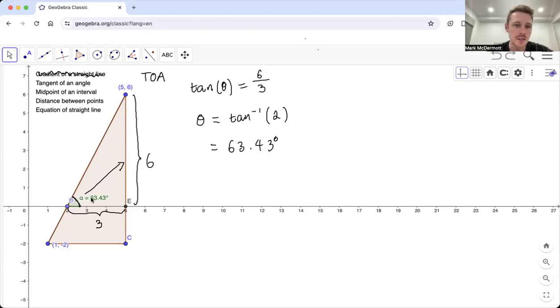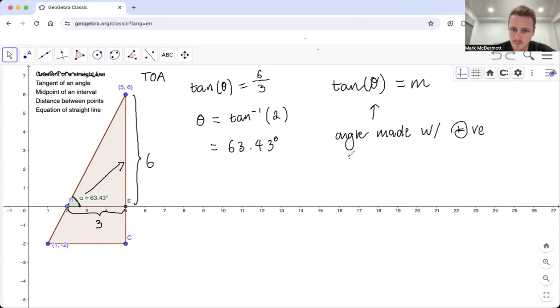So, just to summarize that part, the tan of the angle is equal to the gradient. Maybe we could summarize that by writing it like this: tan of theta equals the gradient, where theta is the angle made with the positive direction of the x-axis. Okay, so that's the idea behind that. That's the tangent of the angle and how that relates to the gradient. Hopefully you can see how that makes sense. You're just looking at a triangle that would be made and then thinking about some trigonometry there.